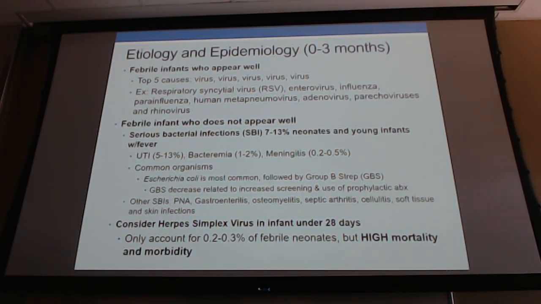Okay, that's 0 to 3 months. What's your most likely etiology? Infectious. Inside that common infectious etiology, your first one is going to be a virus. Second is going to be a virus. Third is going to be a virus. Fourth is a virus. Fifth is a virus. Down to like 100, right? If you have to guess, it's going to be a virus. So go ahead and just pick a virus for those younger kids.